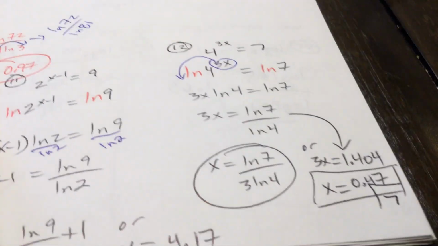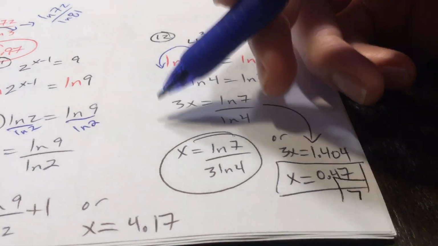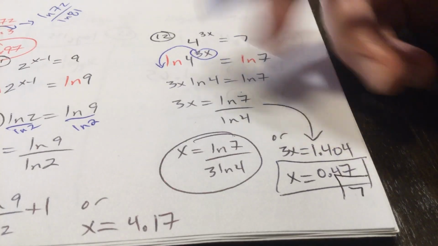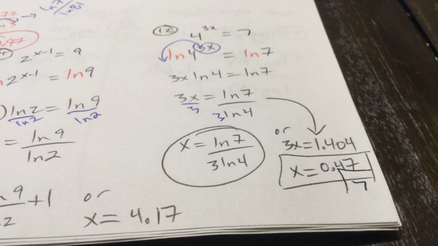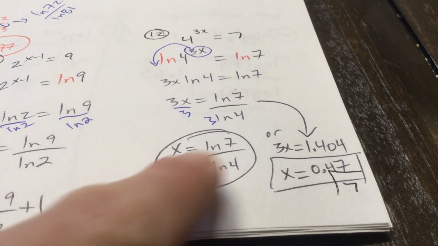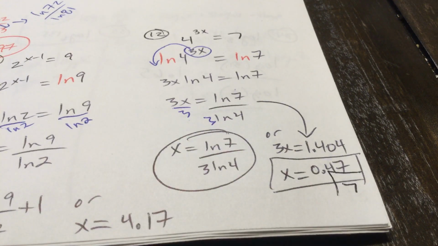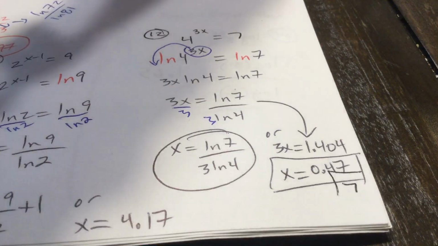But the best answer, I think, is if you have 3x equals natural log 7 over natural log 4, simply divide both sides by 3. Put the 3 in the denominator. Again, you can write that 3 as an exponent. You can write it as natural log 7 divided by natural log 64.